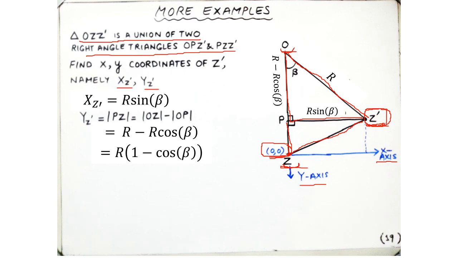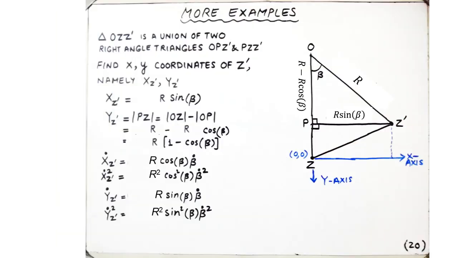Then simple trigonometry shows that xz prime is nothing but r times sine beta, and yz prime is the same as pz distance, the same as oz minus op, that is r times 1 minus cosine beta. Computing the time derivative of both the x and the y components of the displacement variable will give us the following expression.